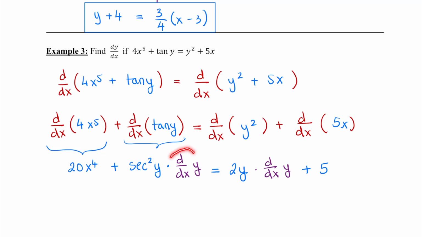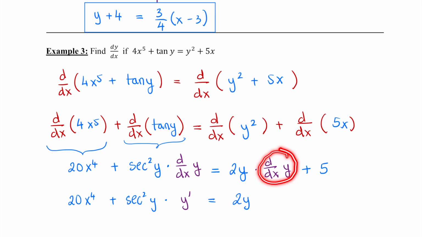The derivative of y is dy over dx, or you can also use y prime. Remember, we need to find the derivative of y, which is dy over dx, or y prime.